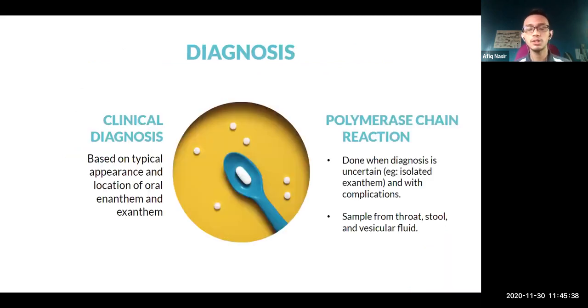So how do we diagnose hand, foot, and mouth disease? Like the previous presentations, it is also diagnosed clinically based on the typical appearance and location of the oral enanthem and the exanthem. Usually we don't confirm the diagnosis with investigation. However, in certain cases, we do polymerase chain reaction in cases with isolated exanthem, where the exanthem does not come on the hands and the feet, usually just localized at one place only. And we also do PCR when there are complications, such as in enterovirus A71 HFMD. The sample will be collected from the throat, stool, or the vesicular fluid.